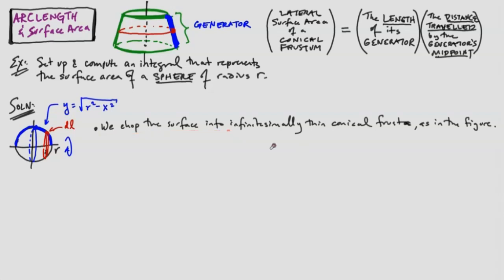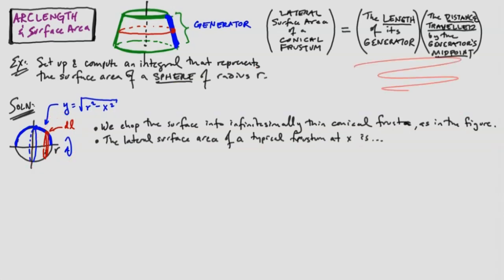We chop the surface into infinitesimally thin conical frusta, as in the figure. The lateral surface area of a typical frustum at x is, well, let's think our way through. It's a conical frustum. How do you find the lateral surface area of that? Oh yeah, there's that neat formula. You just multiply the length of its generator by the distance that the generator travels on that circle.